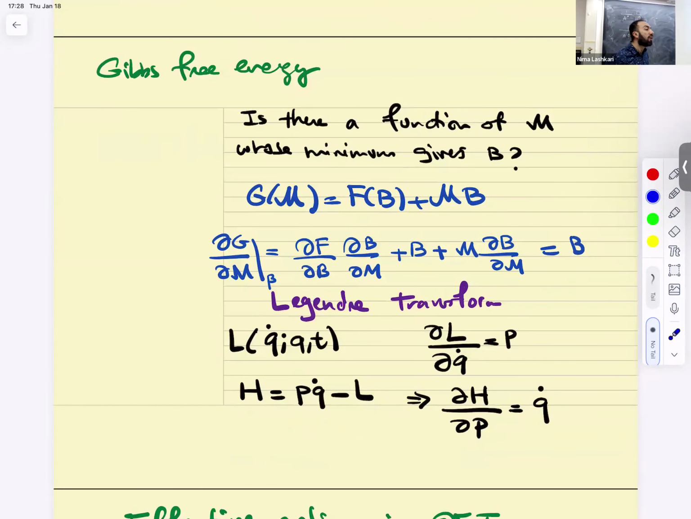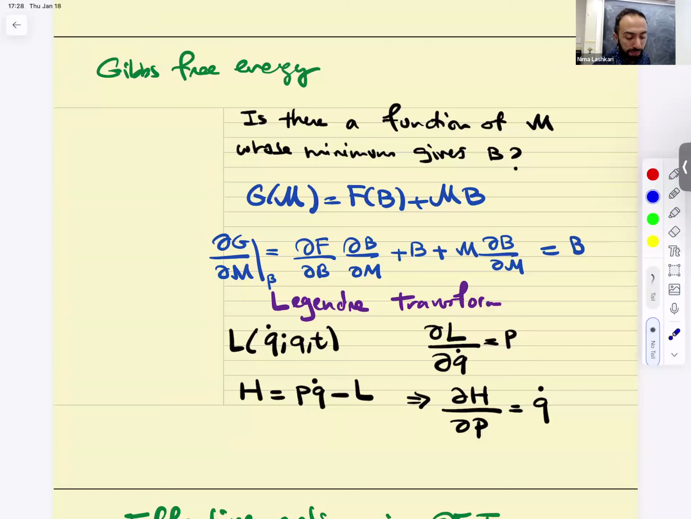We do this in classical physics as well. Lagrangian and Hamiltonian are Legendre transforms of each other. How does that work? The Lagrangian is viewed as a function of q dot. That is like F of B, a function of B. If you take the Lagrangian and vary with respect to q dot, you get p.